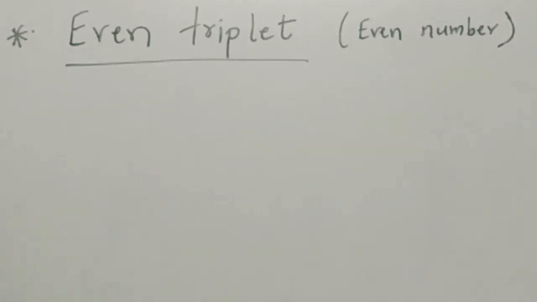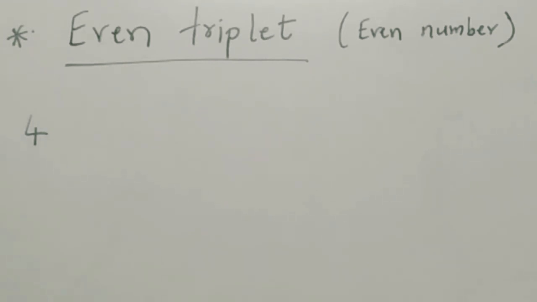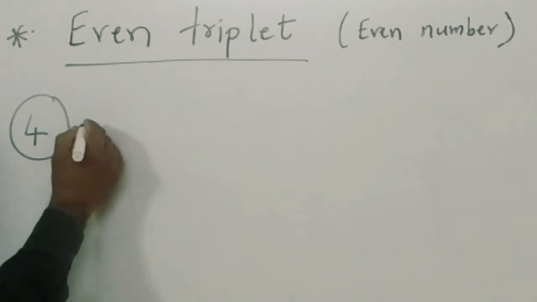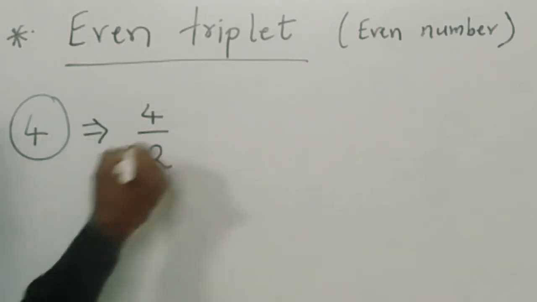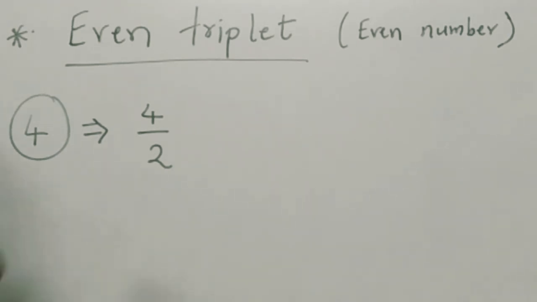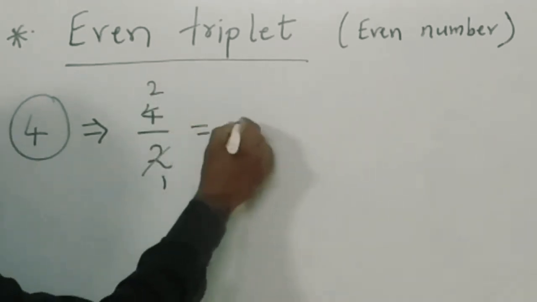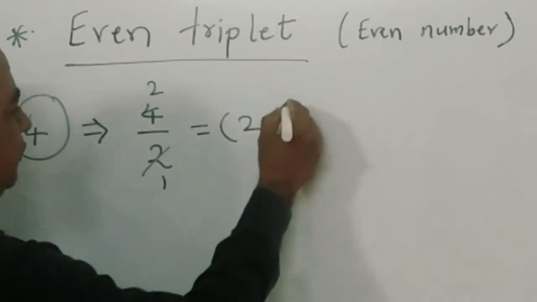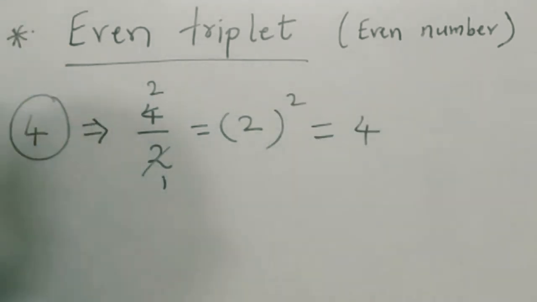Learn how to find an even Pythagorean triplet using an even number. So take the first even number 4. You have to make half of 4, that is, step number 1, 4 divided by 2, which is equal to 2. You have to take the square of this 2. 2 square is equal to 4.